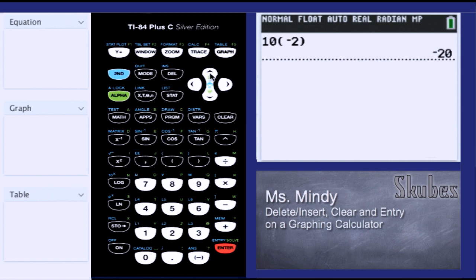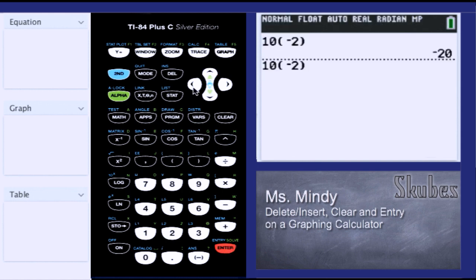I'm going to scroll up using the arrow key. When I scroll up, notice how negative 20, the answer, is highlighted. If I scroll up again, the previous whatever I typed in is highlighted, and it will continue. You can continue to scroll up through your previous entries. So I want to use the 10 multiplied by negative 2, to grab that on the graphing calculator. You highlight it, then you press enter, and it will make it appear.